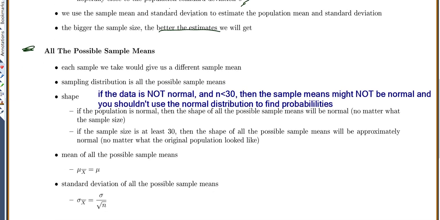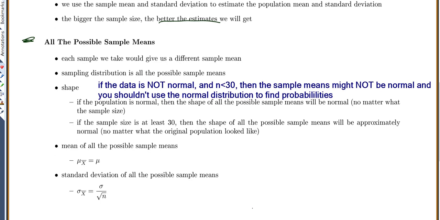Now, for all those possible sample means, there's the mean, or the average, of all the possible sample means. The mean of all the possible sample means is just equal to the mean of your original population. The standard deviation of all the possible sample means would be the standard deviation of the original population divided by the square root of n. So this is what gets smaller as n gets bigger. It gets small as your sample size gets big. This is the only thing that gets small as n gets big.